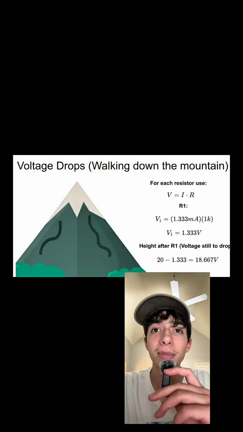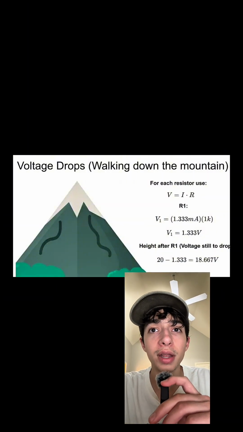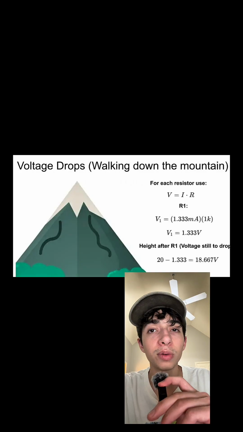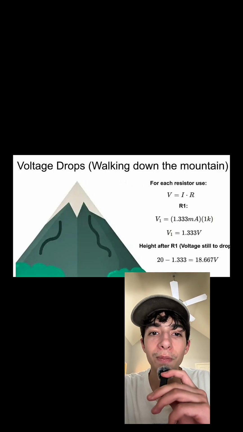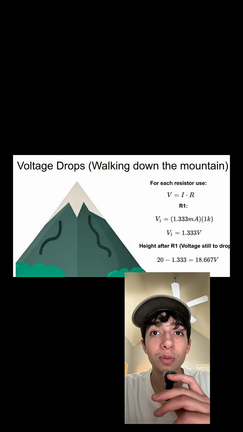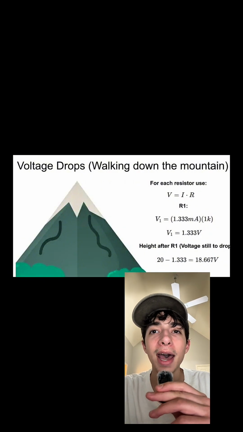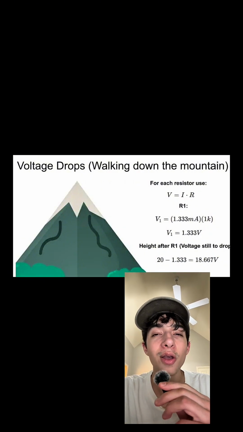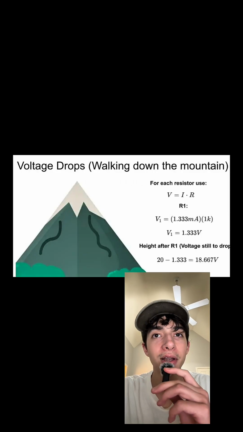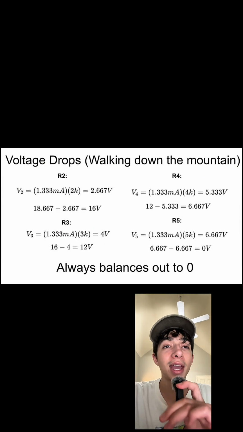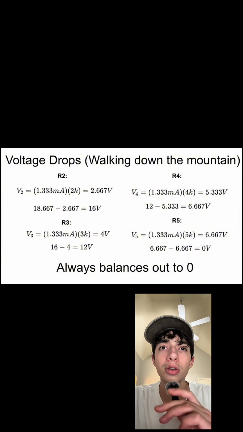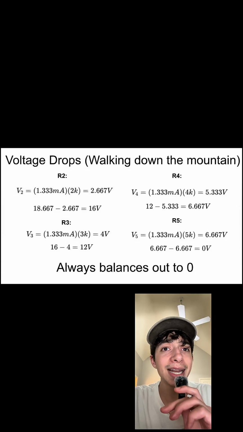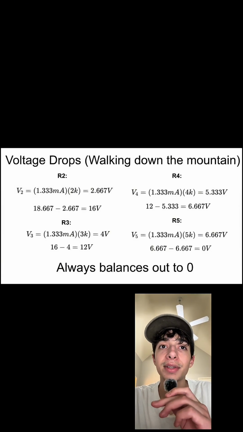This is Ohm's law. And we find that for resistor 1, the voltage is 1.3 repeating. That's how many volts resistor 1 is dropping. So now that we've stepped past resistor 1, we still have 18.6 repeating volts to account for across the other resistors. Now, as we walk through resistor 2, 3, 4, and 5, notice how each resistor drops the amount of voltage relating to how much resistance it has.